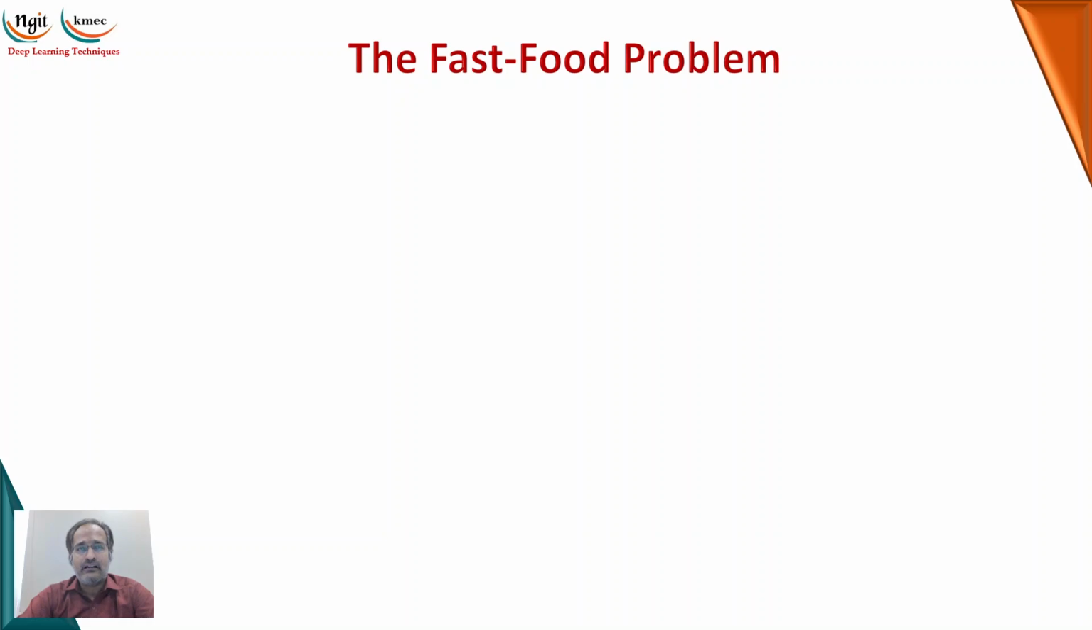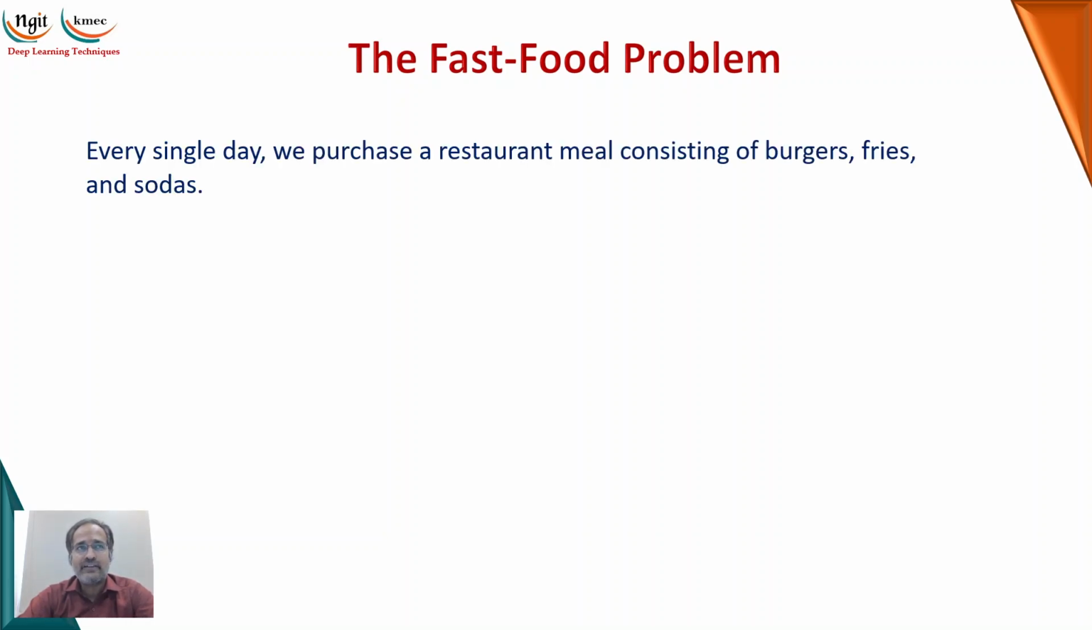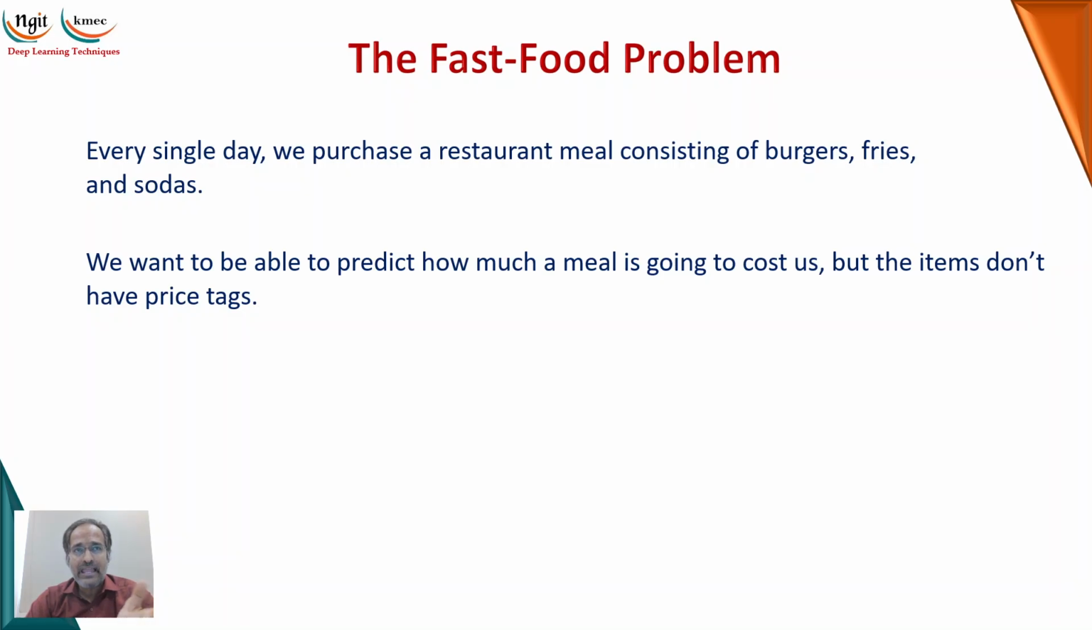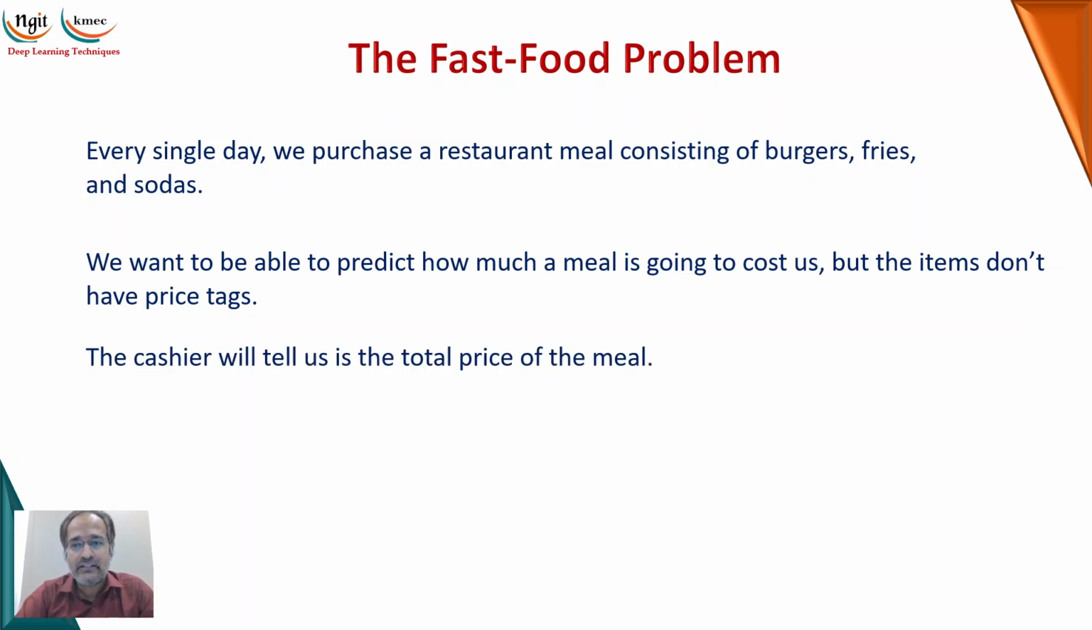Now for that, here we are giving the description of this fast food example. Every single day we purchase a restaurant meal consisting of burgers, fries and sodas, and we want to be able to predict how much a meal is going to cost us. Of course, if you have the cost of the burger, the fries and the soda for a single unit, you can easily estimate it. But the cashier is not giving it like that. He is giving the complete bill, the complete order. So I want to estimate the cost of the required meal.